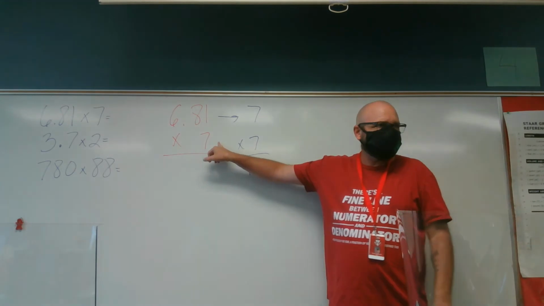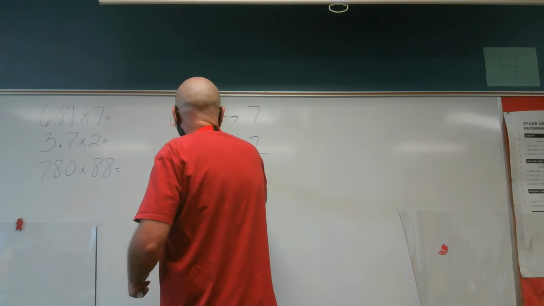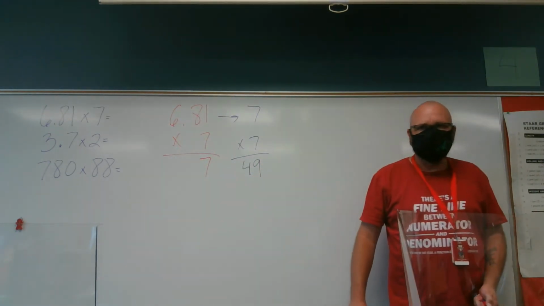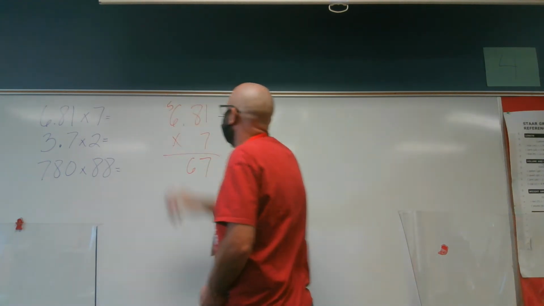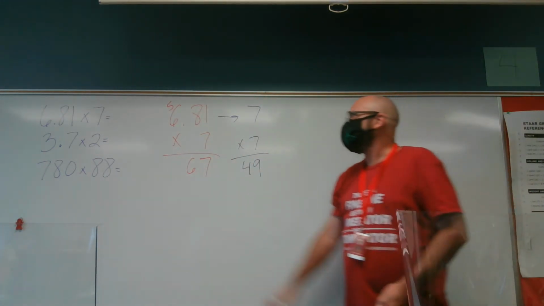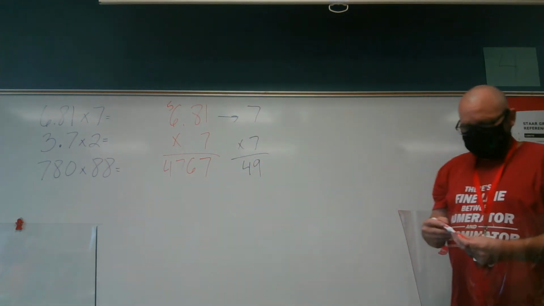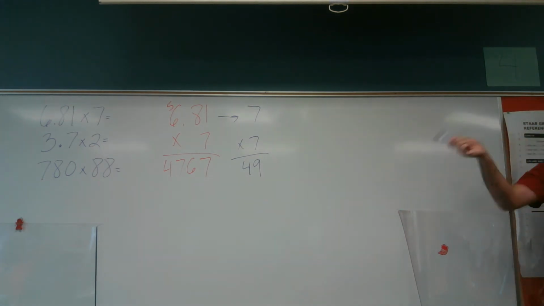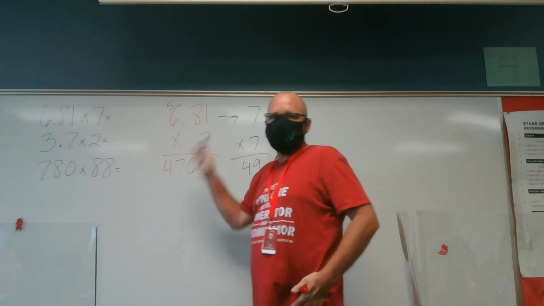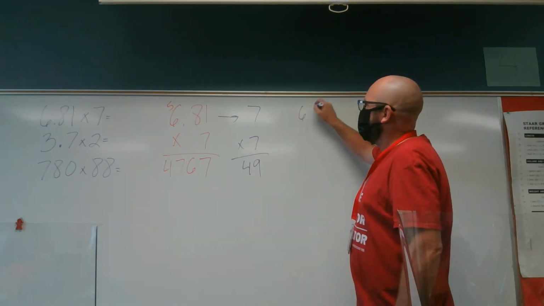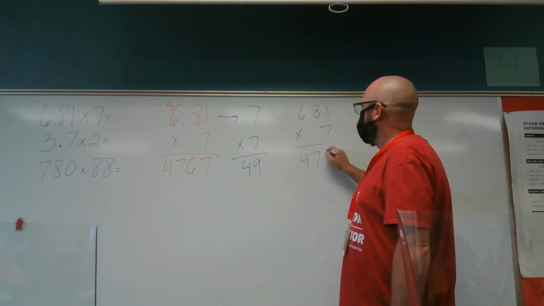So in this one, I'm doing my 7s. What is 7 times 1? 7. What is 7 times 8? 56. I put my 5 there. 7 times 6? 42. Plus 5? 47. So I just multiplied ignoring the decimal point. A lot of times I just like to rewrite it: 681 times 7. Then I get 4,767.